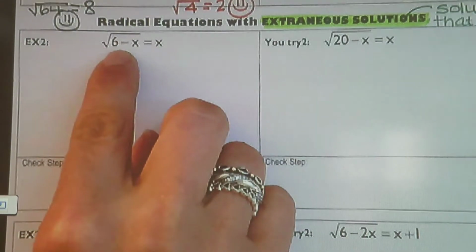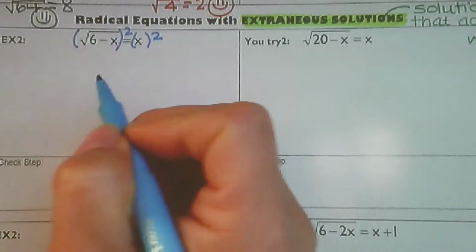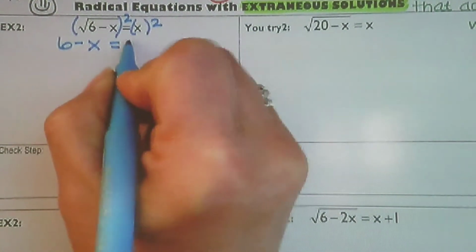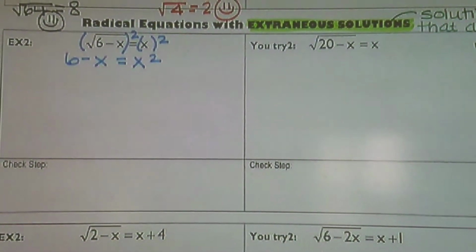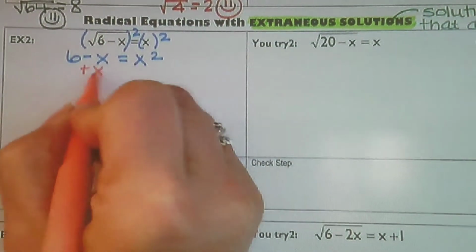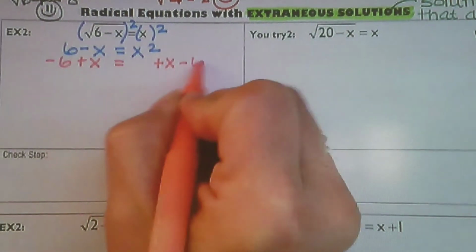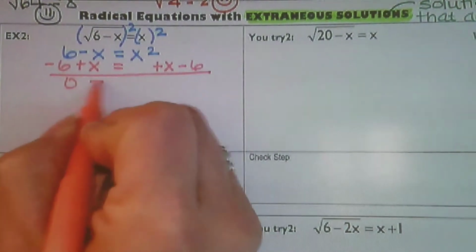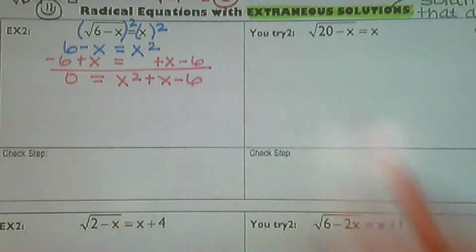Again, the square root is isolated, so we're going to square both sides. On the left side we will have 6 minus x. On the right side we will have x squared. Let's move everything to the right side by adding x and subtracting 6 from the left. Adding x and subtracting 6 from the right. What's on the left-hand side? 0. The right-hand side will have x squared plus x minus 6.